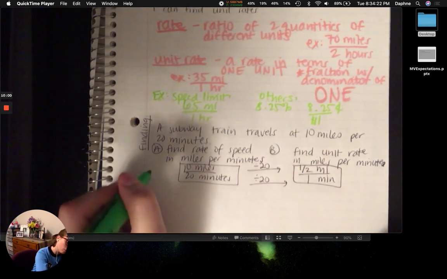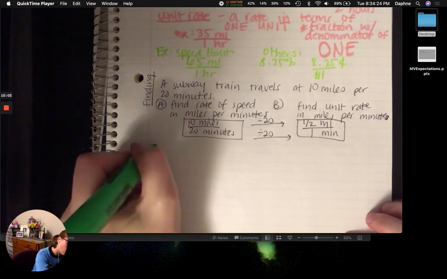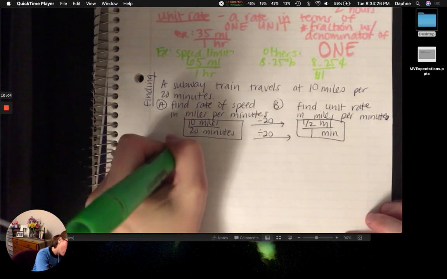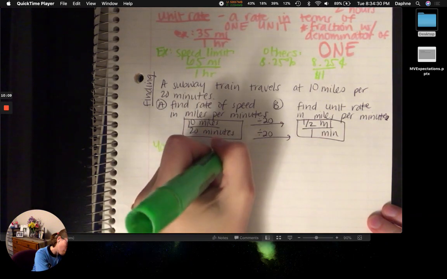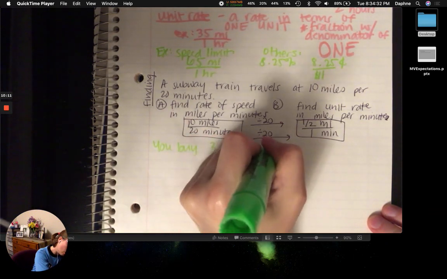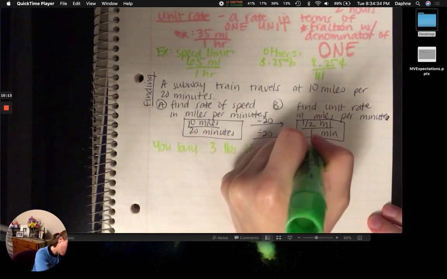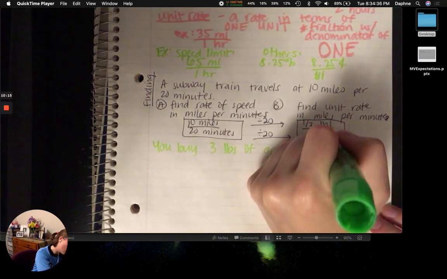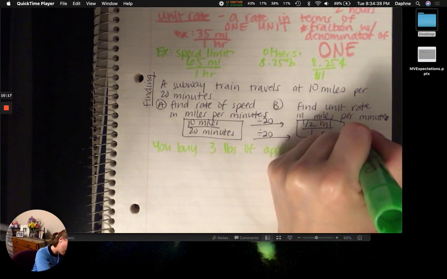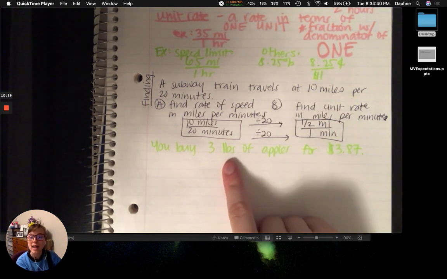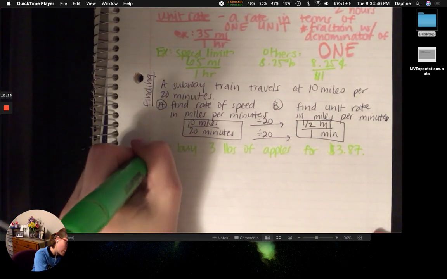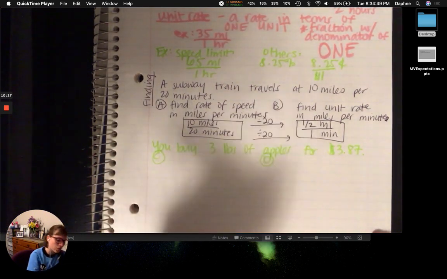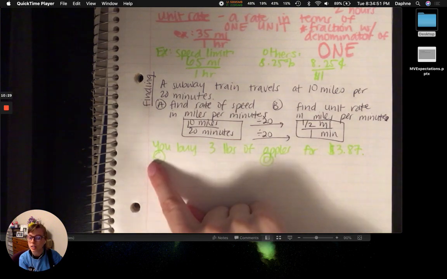Next example is based off of apples. So you buy 3 pounds of apples for $3.87. So pounds is LBS. That's our abbreviation for pounds in America. So I'm going to have examples C and D because we just did A and B. Now we're on C and D.